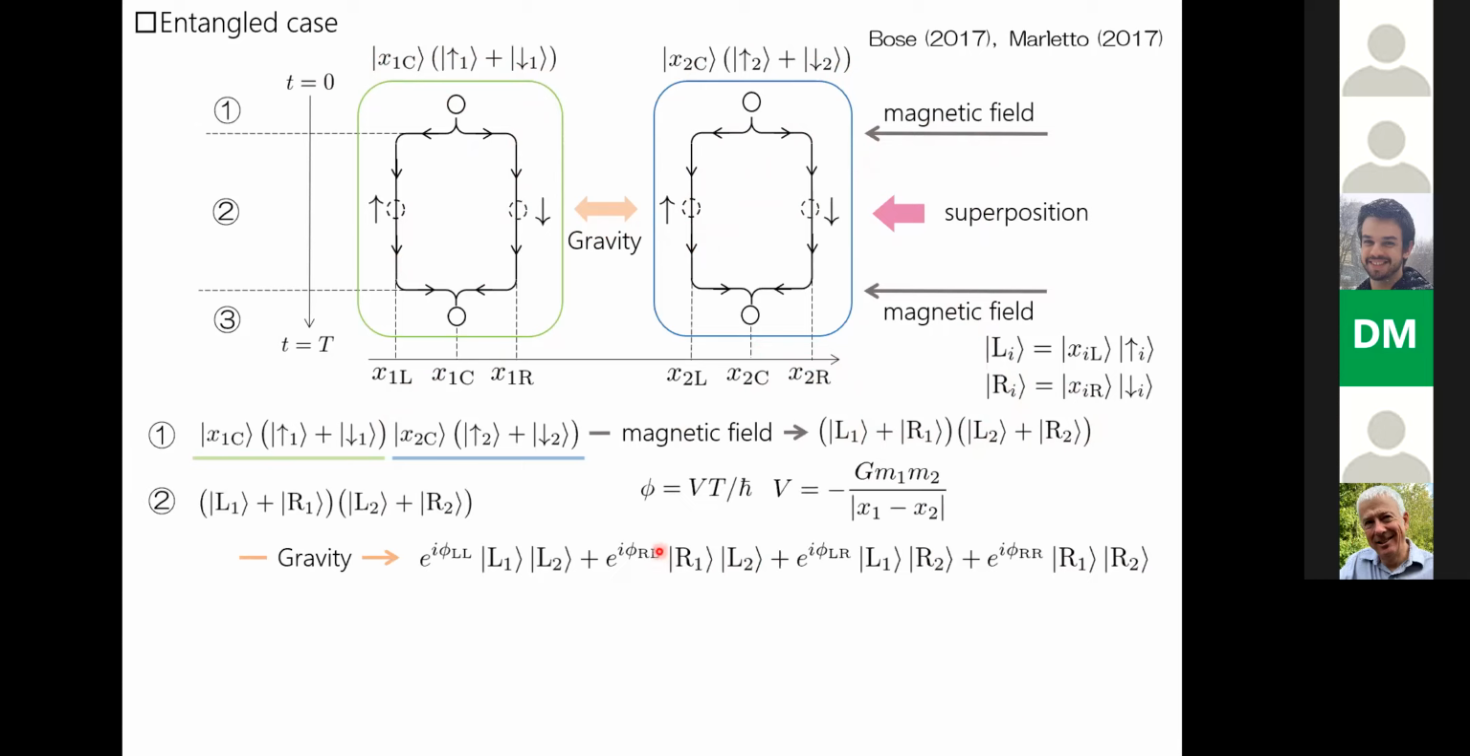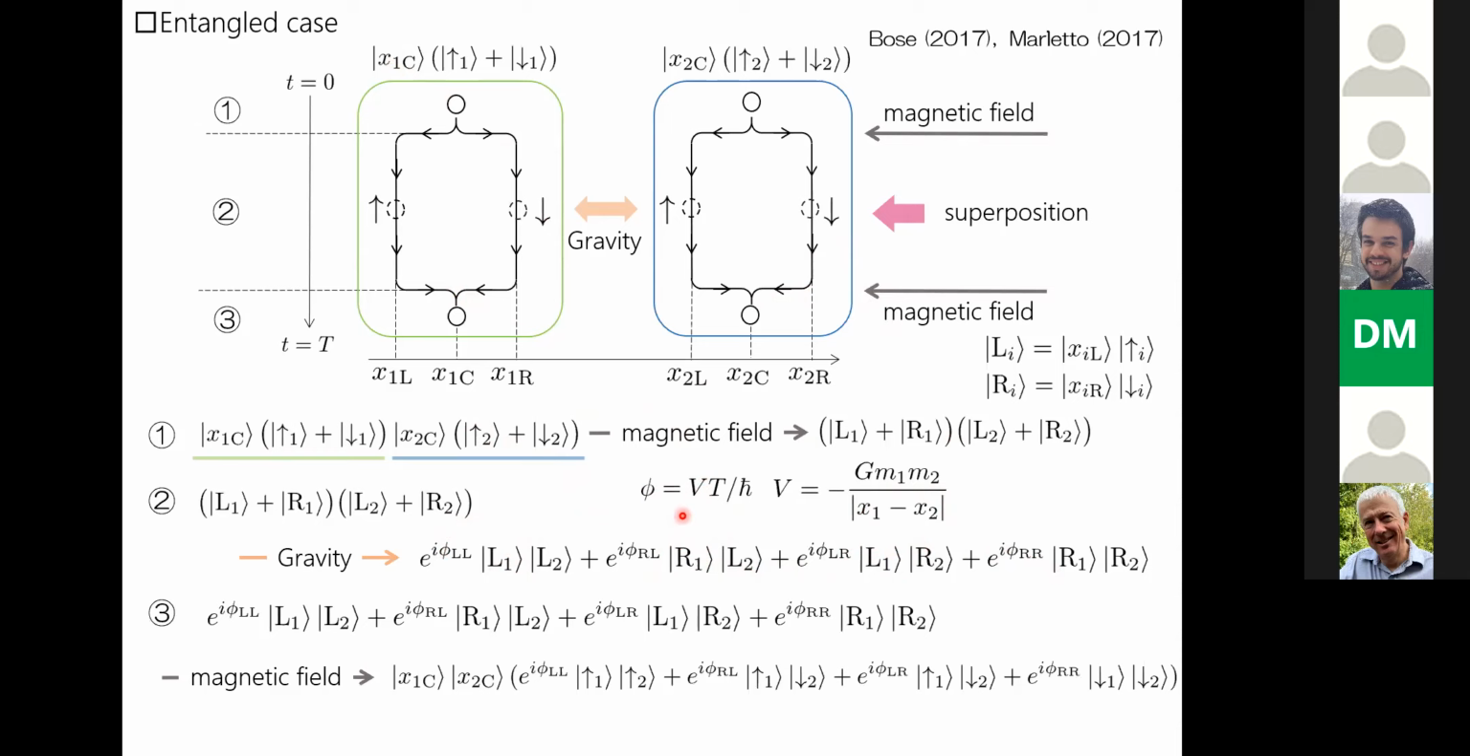R2. In the second stage, similar to the previous case, the phases of the state are rotated by the gravitational interaction. However, in this case, there are 4 different phase shifts depending on the distance between the particles. The other phases, phi LR and phi RR, are determined by the distance between the particle in the green part and the particle at x2L in the blue part. Finally, we apply a magnetic field to bring the particles back to their original positions.